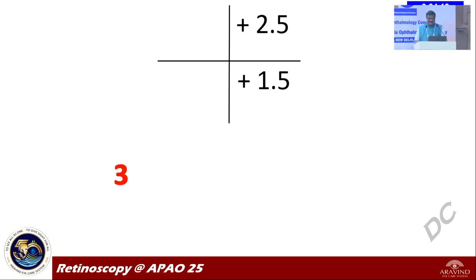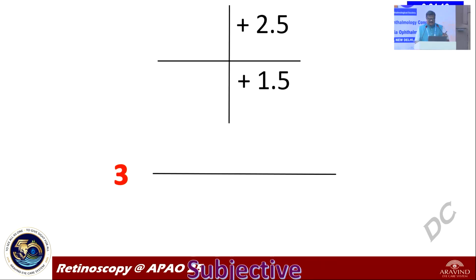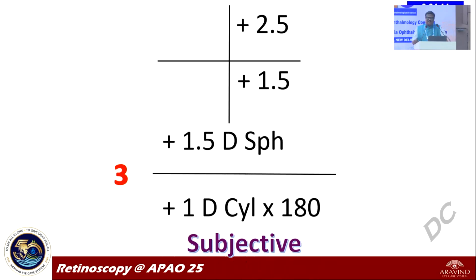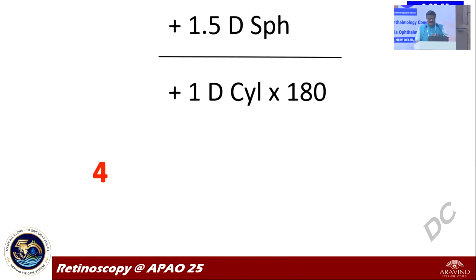Third step is this distance correction. Then you call it subjective. What do you take? Take the smaller power as the spherical power. So here we have taken 1.5 as the spherical power, and I have got 1.5 all around, but I need to get 2.5 at 90. So it will act in the opposite axis. I will give a plus 1 at 180. So it will become plus 2.5 at 90. So this is the subjective value.